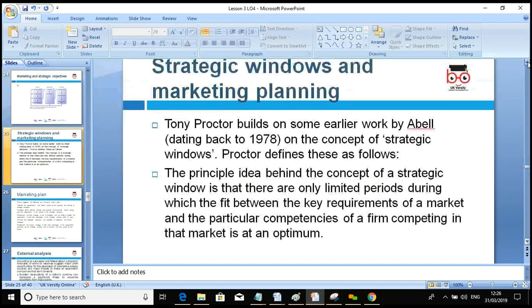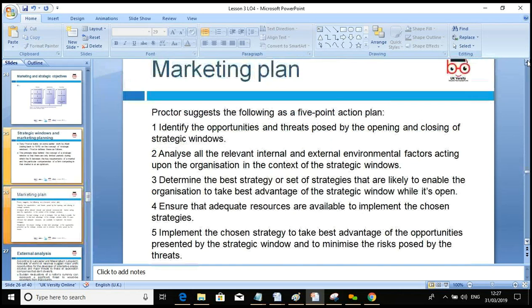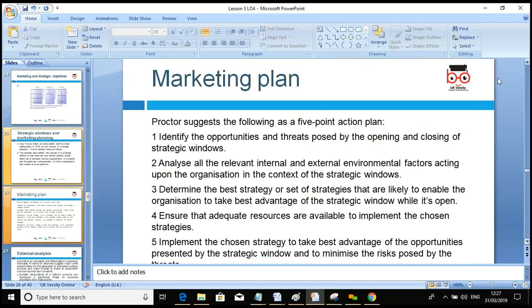Okay, next we're looking at strategic windows and marketing planning. According to Tony and various other authors, the idea behind the concept of the strategic window is that there is only a limited period during which there is a fit between the key requirements of the market and competency. So maybe we need to look at what competency we have, and whether it fits with the market or not, for control purposes, and we can identify that. So the strategic window will help us with the marketing plan, to identify the opportunities and threats.